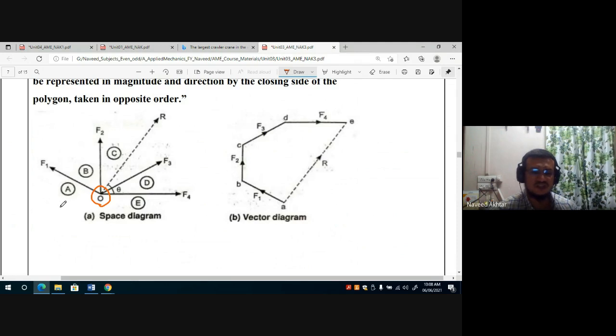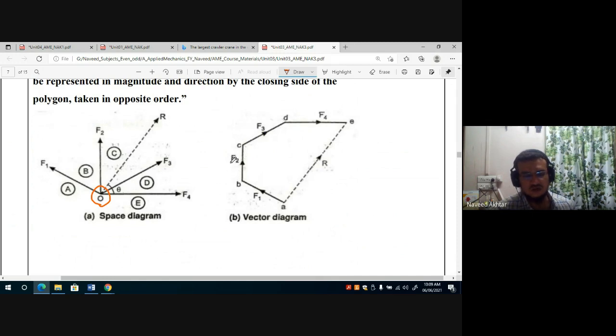Similarly, in the space diagram you have to write out A, B, C, D in space, and as for the speed and direction, you have to draw the line from A to B. A to B represents the force F1, and its direction is towards northwest. So you have to write that down. Then B to C is vertical, that is towards north.